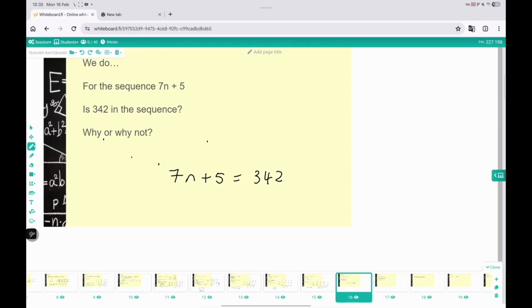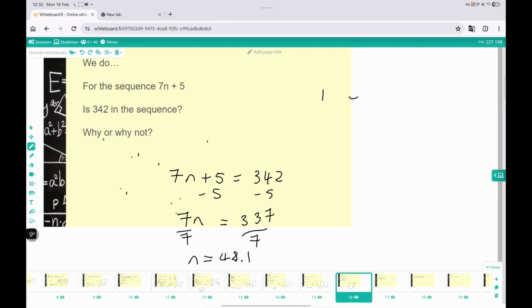If we minus 5 from both sides, we've now got 7n equals 337. Okay, right, and if we want to find out what n must be, we need to divide both sides by 7. Remember, you've got a calculator for this exam. Okay, and we get n equals 48.1. Well, what does that tell us? It tells us it's not in the sequence.